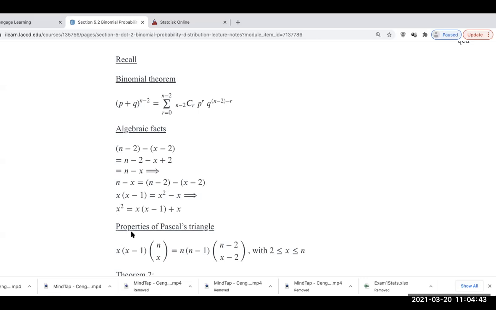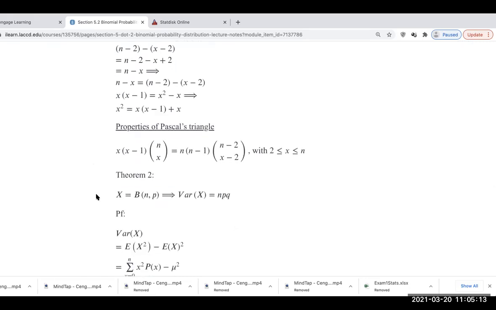Let me also write down the next of those absorption properties. If you remember, I wrote down 2 of them in a row because I said, well, these are the specific absorption properties that you're going to be using. And so, x times (x minus 1) times nCx is equal to n times (n minus 1) times n minus 2 C x minus 2. So, if x is a binomial random variable, then the variance of x is equal to npq.